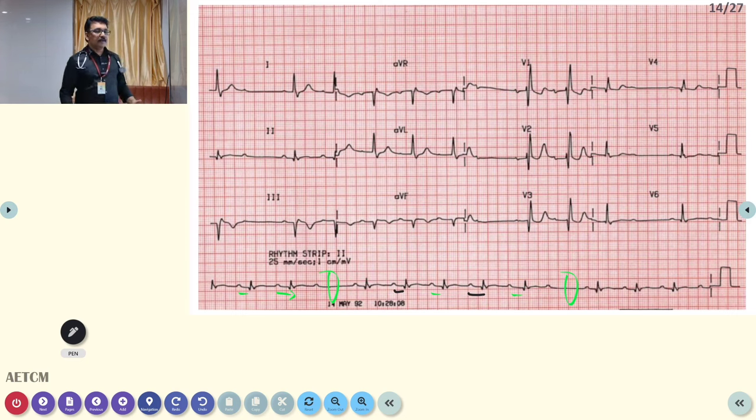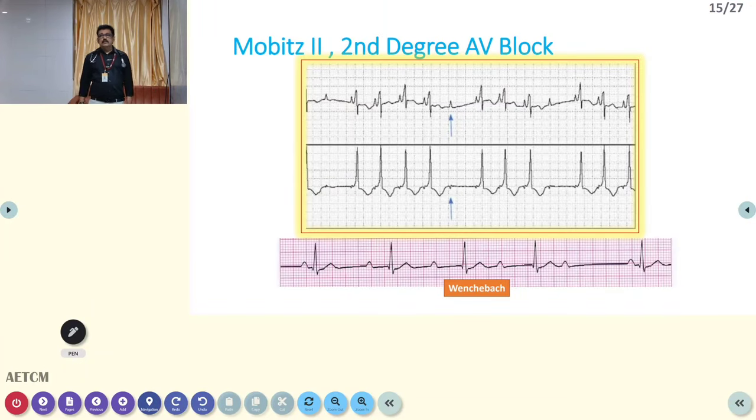So we cannot predict where it is dropped, but progressively the PR interval is prolonging and suddenly one QRS complex is dropping. That is called Wenckebach's phenomenon. It's a second degree heart block. In second degree heart block, type 2 is Mobitz type 2. Previously we have seen Mobitz type 1, that is Wenckebach's phenomenon.